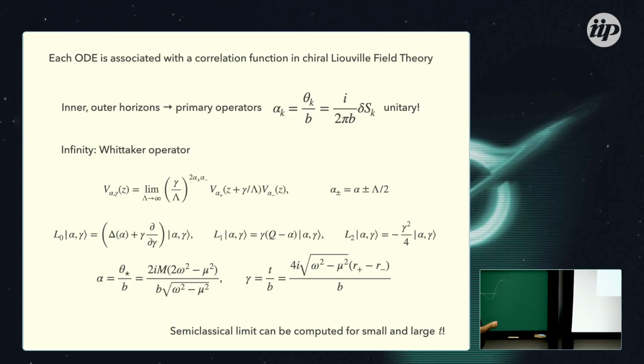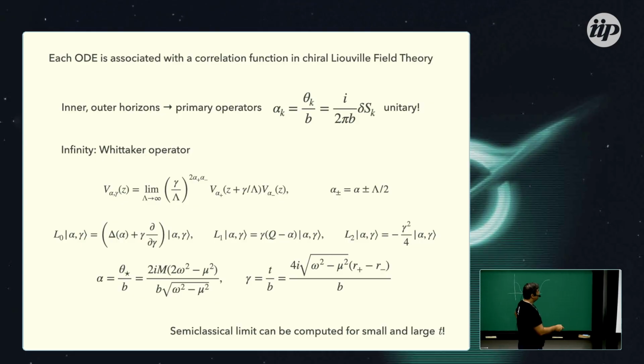If you plug this now in the radial equation, you have these expressions that give you the Liouville momentum of this Whittaker operator in terms of the frequency of the field and the mass of the field, and also this gamma parameter here, which is the eigenvalue of this L2. Also, you see that these are actually imaginary numbers. So this allows you to give an interpretation of what happens at this infinity point. It's not a primary operator that gives you the infinity point, it's a Whittaker operator.